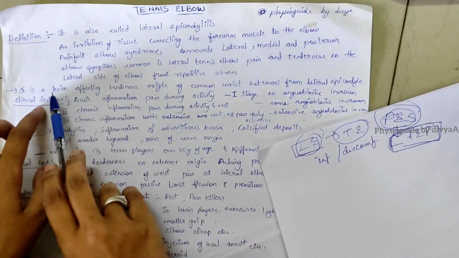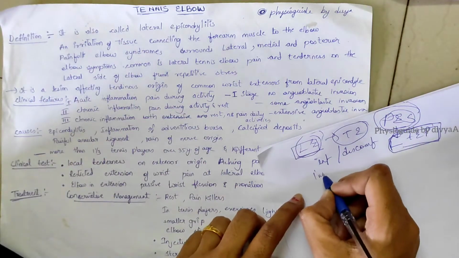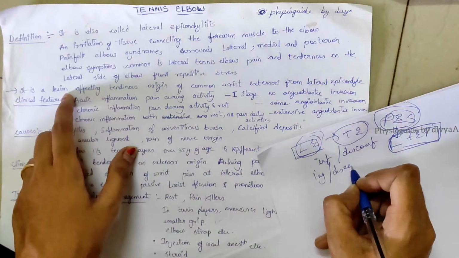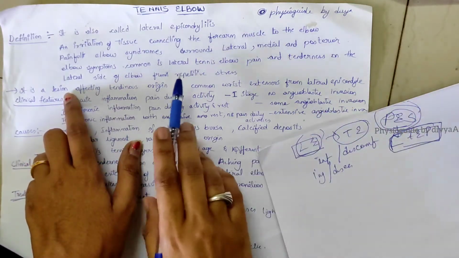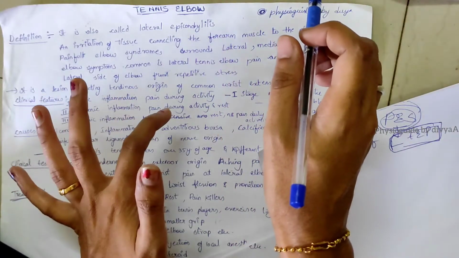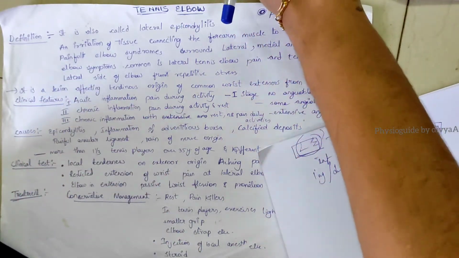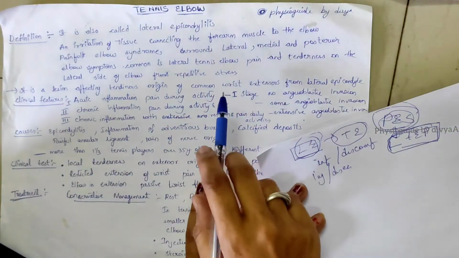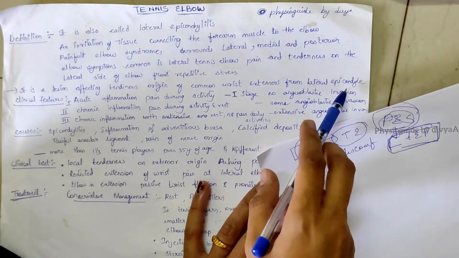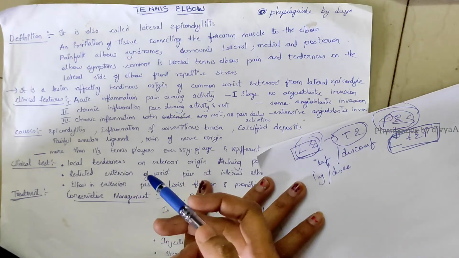Okay. A lesion means damage by injury or by any disease. So we call it a lesion at this point. It's a lesion affecting the tendinous origin, meaning the tendon origin of the common wrist extensors from the lateral epicondyle. Okay.